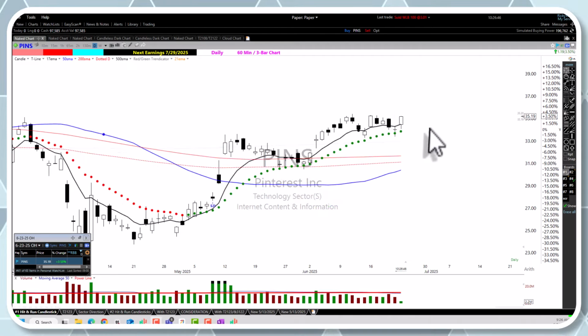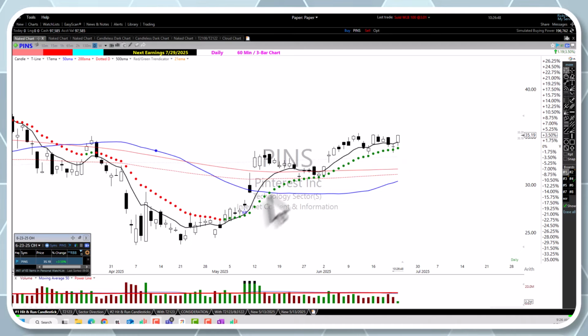What I would rather do is follow these dots, green and red dots. And by the way, all this is the 17 EMA. You can use the 20 simple if you like, the 21 exponential. I know a lot of people that do. I choose to use the 17 because it's kind of in the middle of all of that, okay?